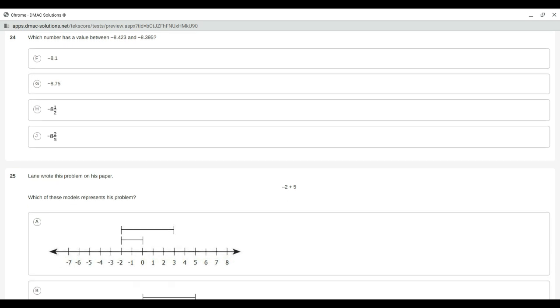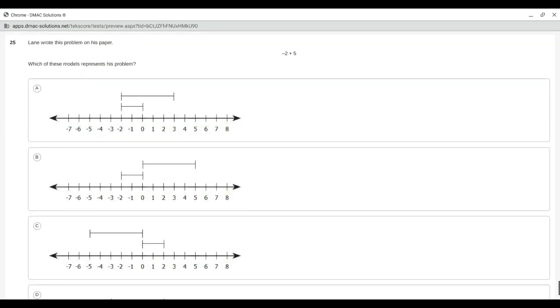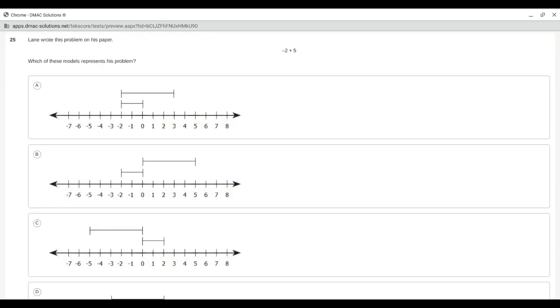Number 24. Which number has a value between negative 8.423 and negative 8.395? F, negative 8.1, G, negative 8.75, H, negative 8 1/2, J, negative 8 2/5. Number 25. Lane wrote this problem on his paper. Negative 2 plus 5. Which of these models represent his problem?